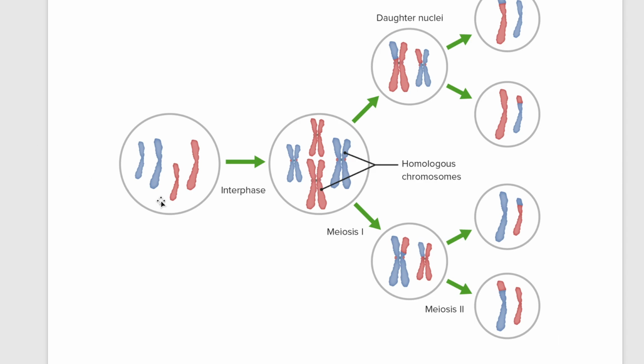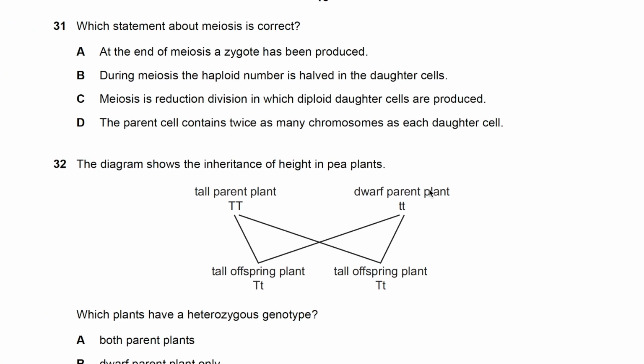As you see, we have meiosis 1 and meiosis 2. These are the parent cell and these are the daughter cells. So they have 1 set, half number. Okay, going back to the question. So B is wrong. C, meiosis is reduction division in which diploid daughter cells are produced. The first part of the statement is right, the second, sure, it's wrong. D, the parent cell contains twice as many chromosomes as each daughter cell. So this is the right answer.